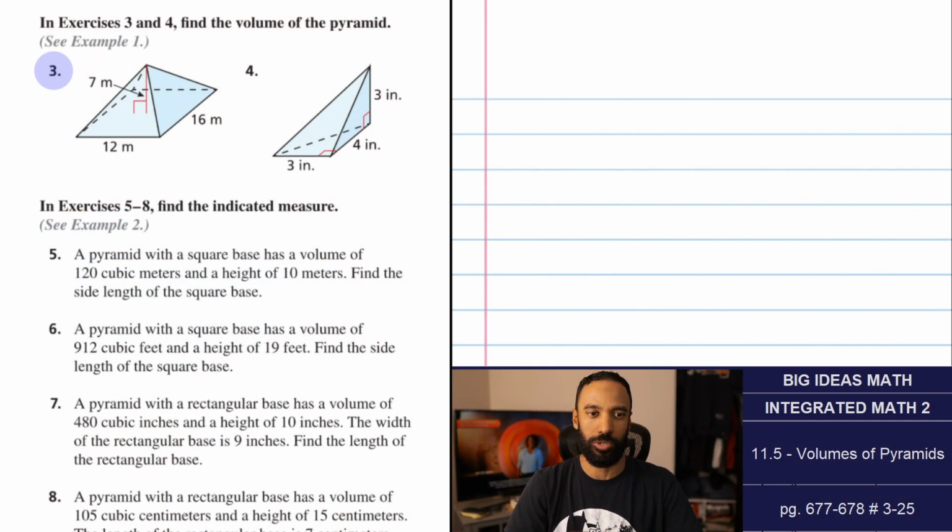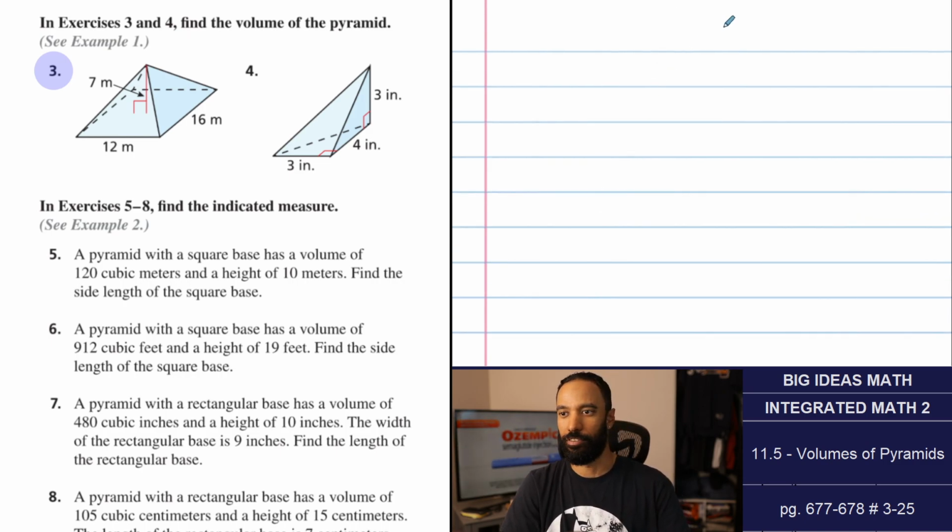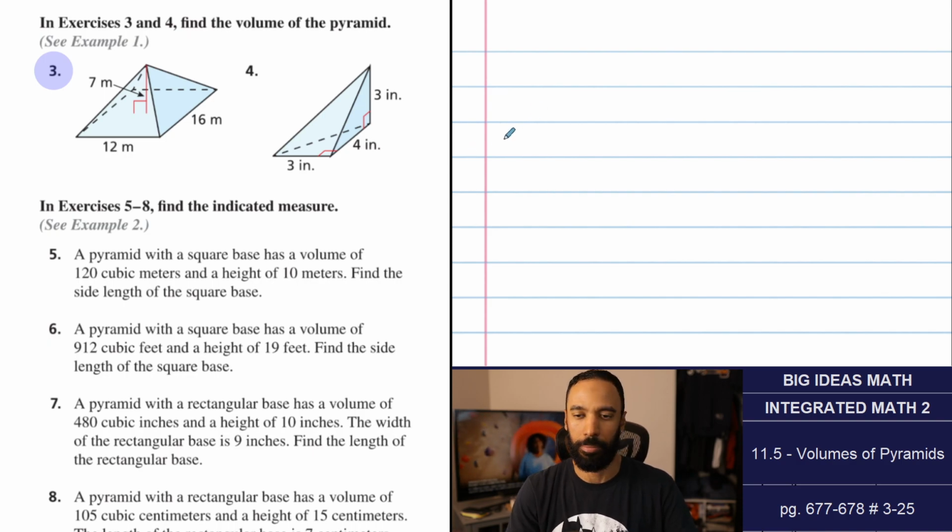So guys, I'm going to go ahead and get started with this. We are going to jump into problems 3 through 25. We start with numbers 3 and 4, and we find the volume straight up. No classification. They are pyramids. Number 3, we have a rectangular pyramid.